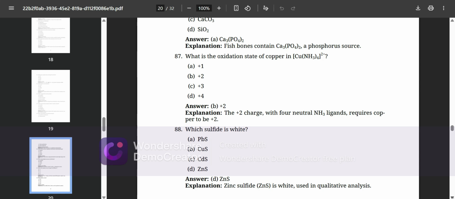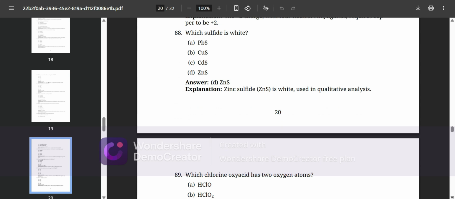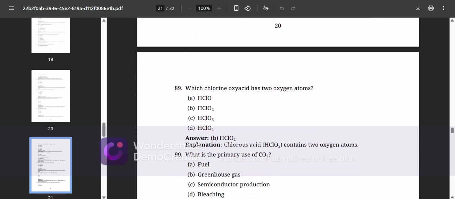What is the oxidation state of copper in [Cu(NH3)4]2+? The 2+ charge with 4 neutral NH3 ligands requires copper to be +2. Which sulfide is white? ZnS. Zinc sulfide ZnS is white and used in qualitative analysis.